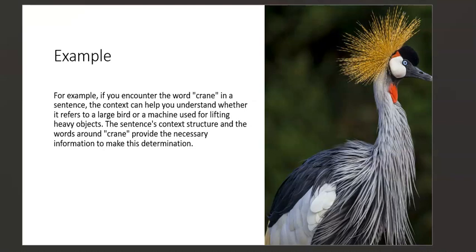So in this example, I'm telling you about this crane. For you to understand what crane is being referred to, you need to look at the context of the sentence. That will help you gain insight, and you'll be able to know if you're talking about a large bird or this other machine. The sentence context, structure, and the words around "crane" provide the necessary information for determining the correct meaning of this word. So don't forget about that.